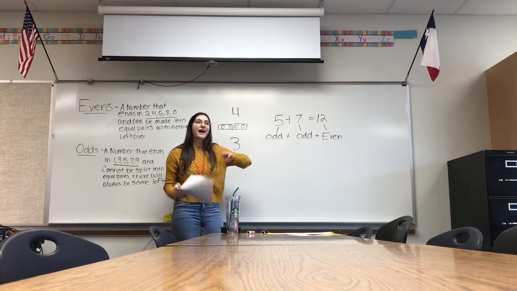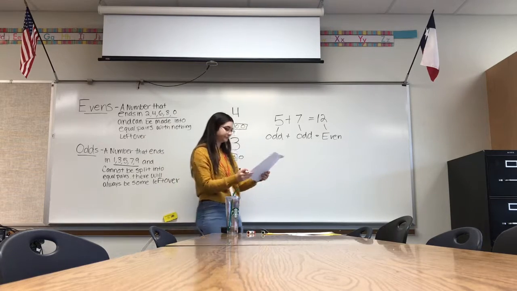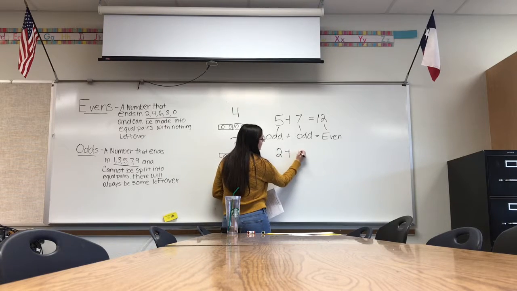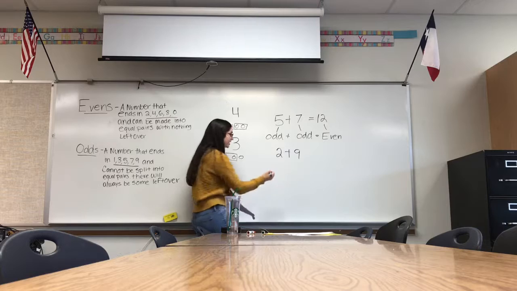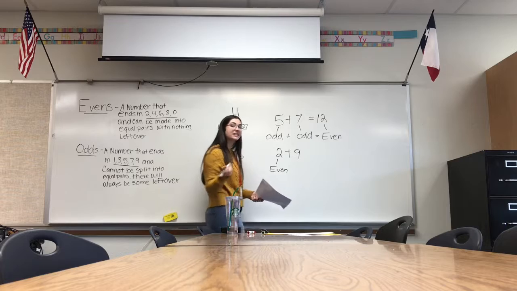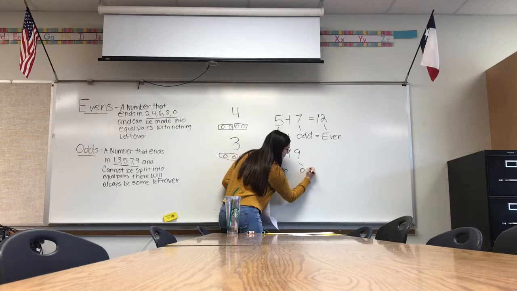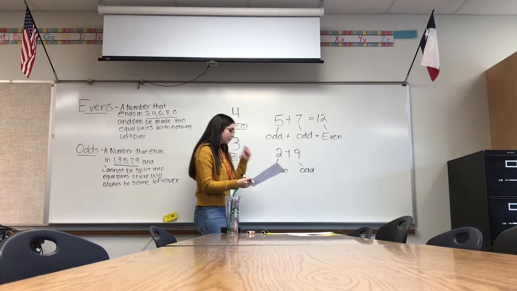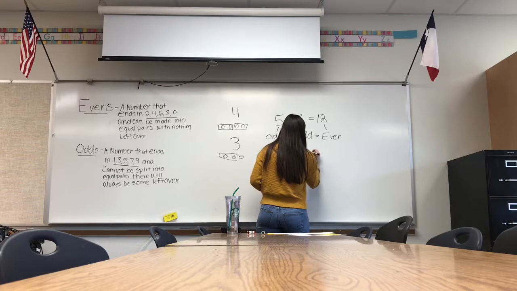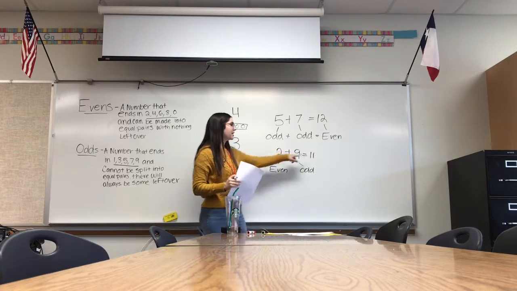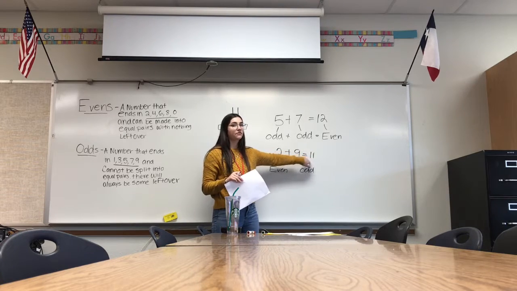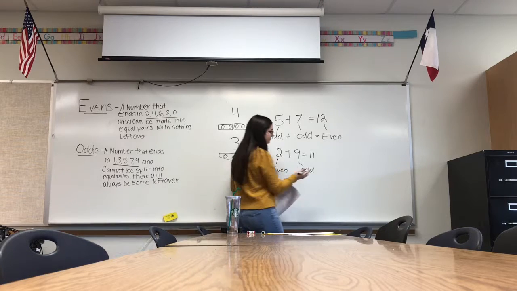So let's look at if we add an odd and an even together, or an even and an odd. So I have 2 plus 9. So 2 is an even number, and 9 is an odd number. So what is 2 plus 9? 11, correct. 11. So 11, is that an odd or an even number? Remember, we look at the second number, not the first one. 11's an odd number.